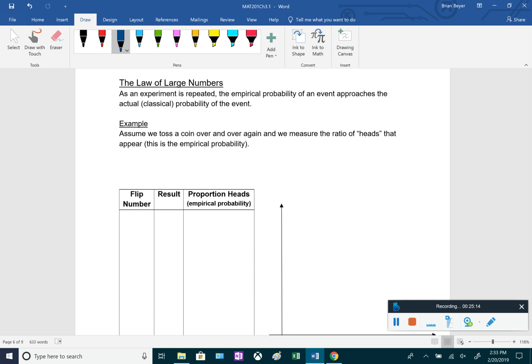Okay, so the next thing that we're doing here, this law of large numbers, this is arguably one of the most important concepts in probability. The other name that's used for it would be the law of averages, that you would say day to day, but it's technically called the law of large numbers. So this states that as an experiment is repeated over and over again, the empirical probability of an event is going to get closer to the actual or the classical probability of the event. So the empirical probability, what the data tells us of an event, is going to approach the classical probability of what should actually be happening.